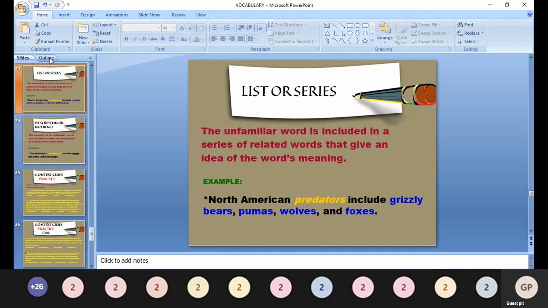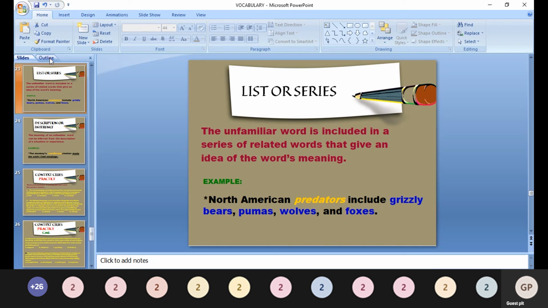List or series. Now see, the unfamiliar word is included in a series of related words that give an idea of the word's meaning. Say, North American predators. You don't know the meaning of predators. They include grizzly bears, pumas, wolves and foxes. So, these animals, who are they? Grizzly bears, pumas, wolves, and foxes.